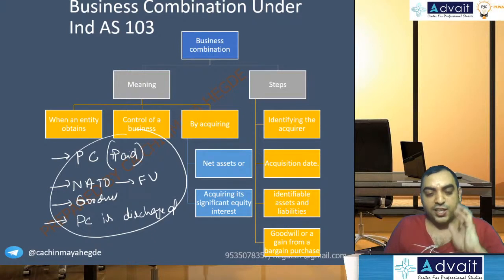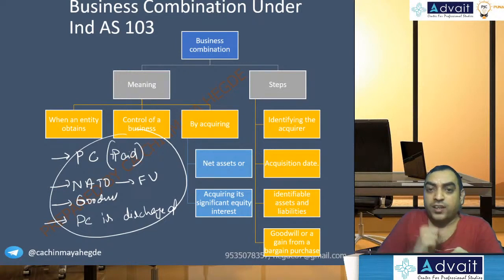So purchase consideration is the amount paid, net assets taken over is what is coming in. If I pay more, that difference is called goodwill. If I pay less, it's called capital reserve or gain on bargain purchase.